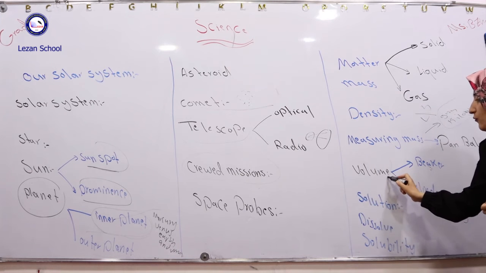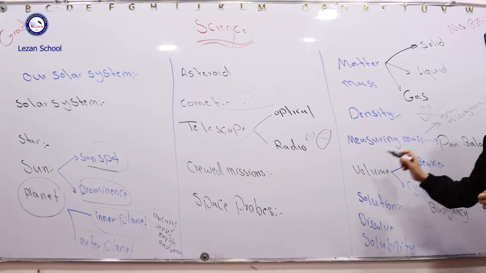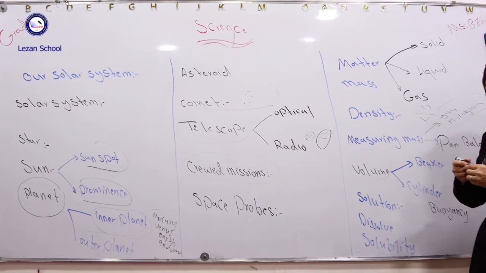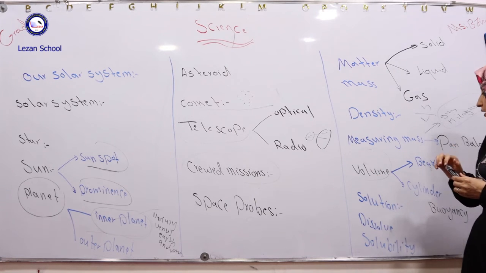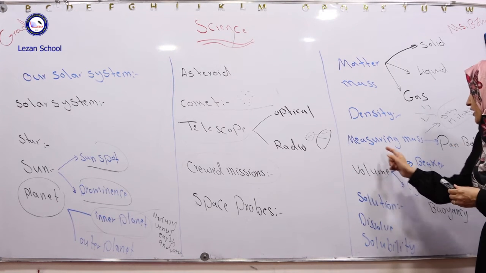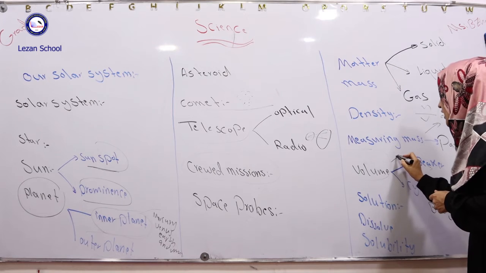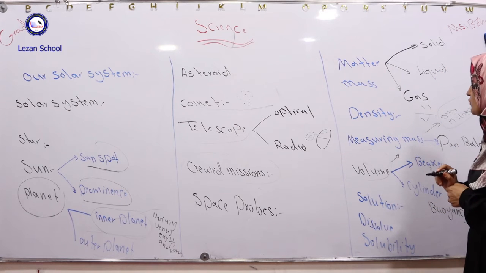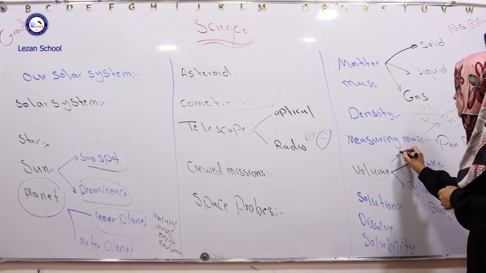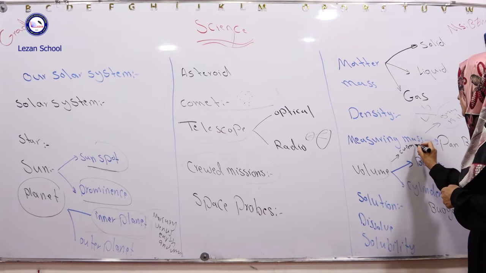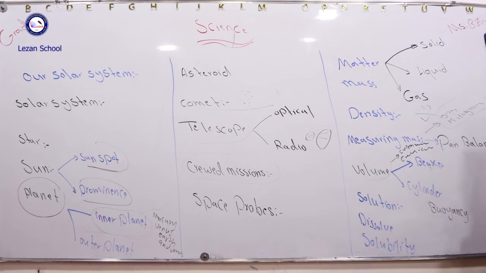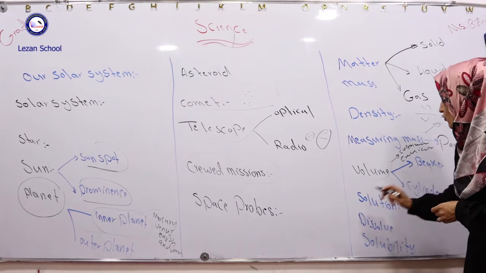Volume, what's the volume? The space that is taken up by an object is called volume, okay? Volume can be measured by using a beaker and a graduated cylinder. And we have two units of volume, cubic meter and cubic centimeter, okay?